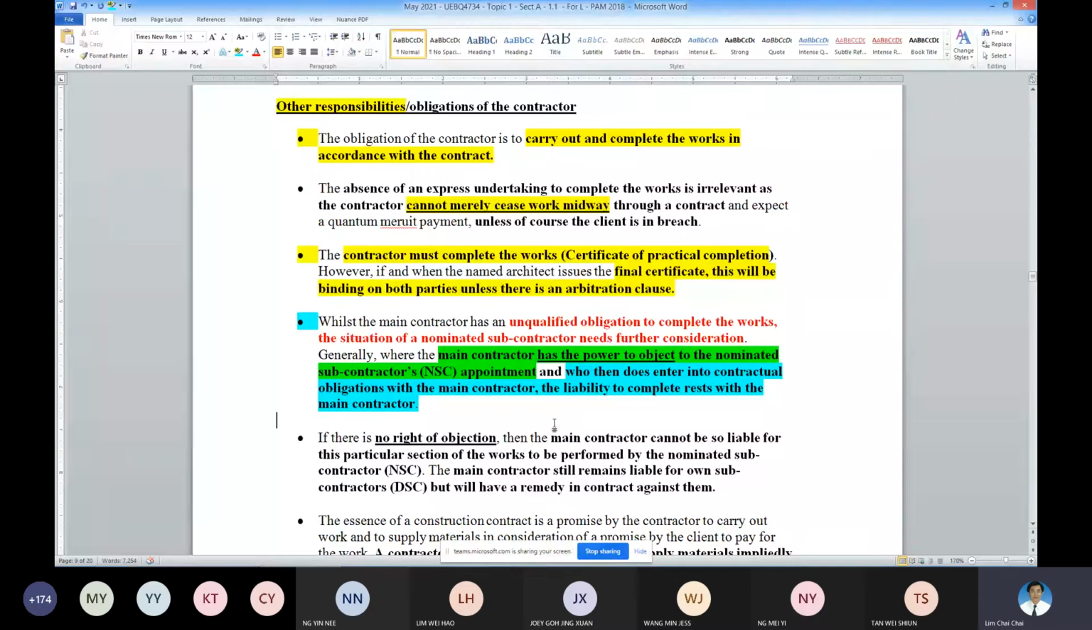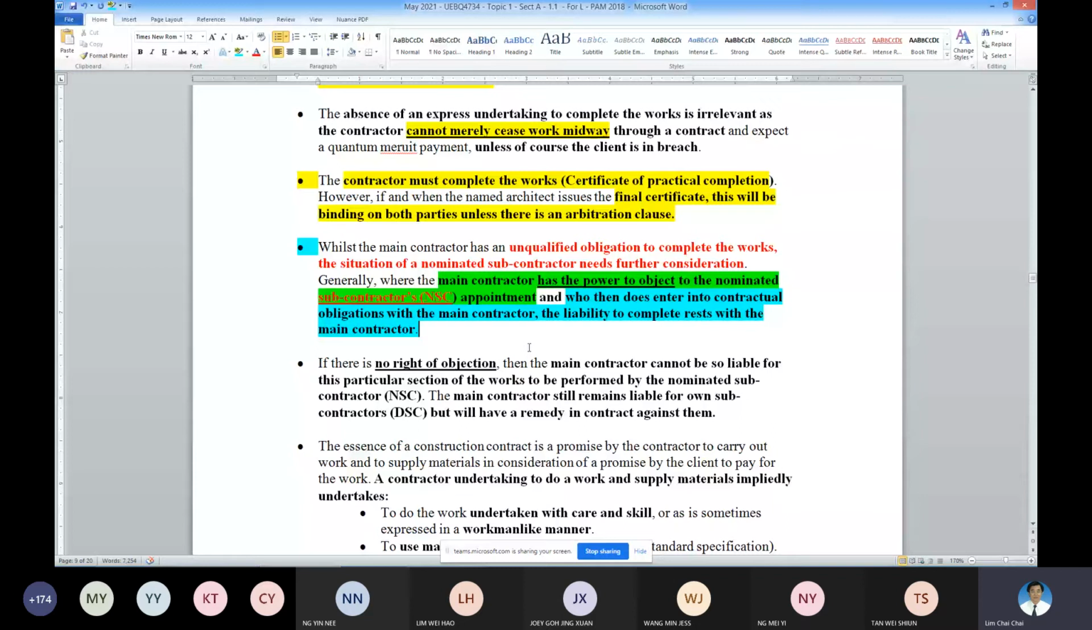So who then enters the contract with the main contractor? The liability to complete rests with the main contractor. So this is very important for you to think about. The NSA is selected by the owner, but at the end of the day, the responsibility is with the contractor. It's very strange. This is a very unfair type of arrangement, but this is the reality in the construction industry.